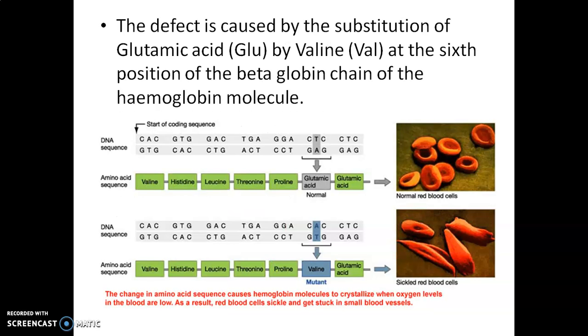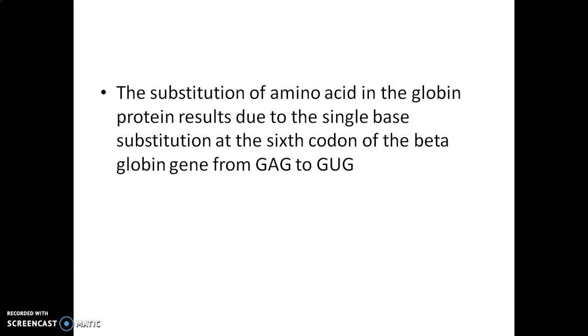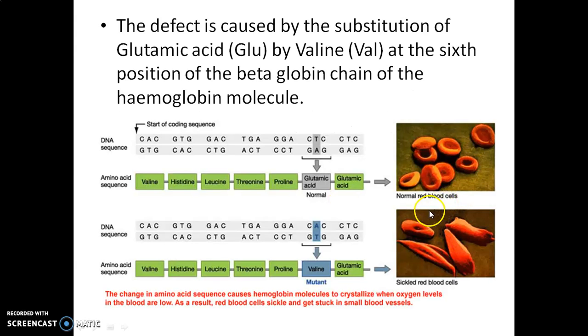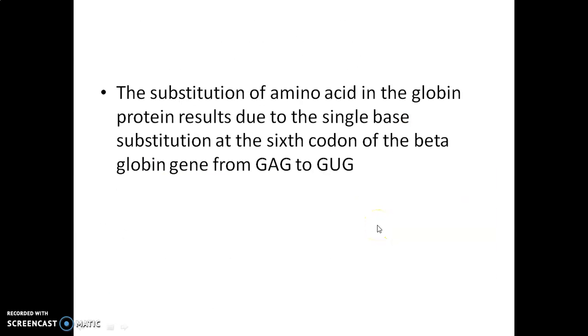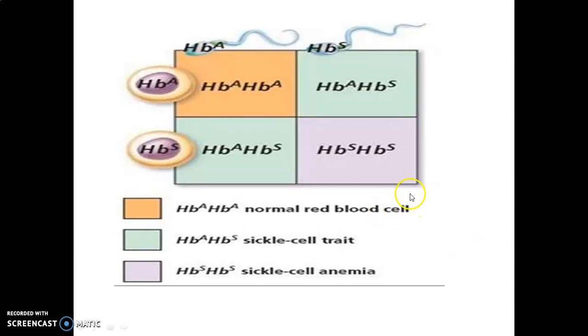And what is the reason? This defect is caused by the substitution of glutamic acid by valine, and it is a single base pair change, isn't it? A point mutation. So the substitution of the amino acid in the globin protein results due to a single base pair substitution at the 6th codon of the beta globin gene from GAG to GUG, and it results in the production of abnormal protein and the sickle-shaped RBC is formed. See, now you observe this cross. Here this is normal, carrier, and this is sickle cell anemia. Clear?